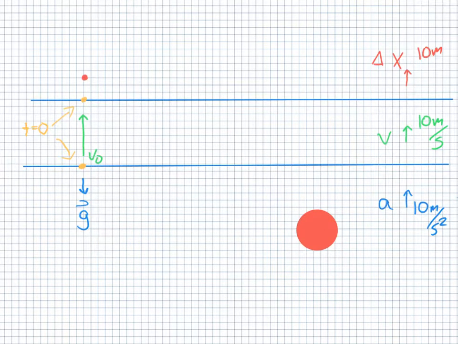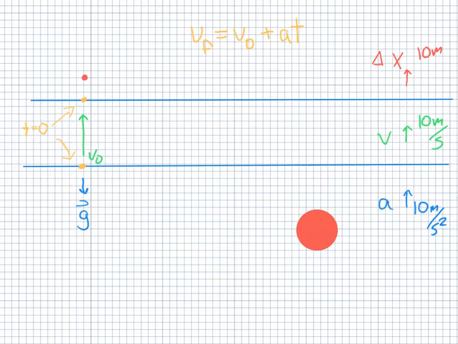We do have enough information to use one of our orange equations, but let's see if we can figure it out a different way. Let's try looking at a different orange equation. We can use our first orange equation to find out the velocity at the next second. How do we do that?